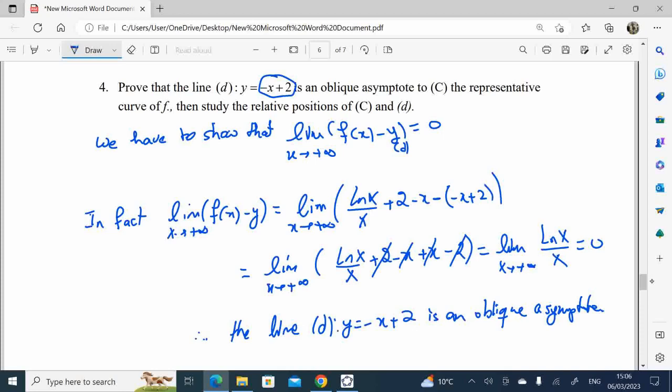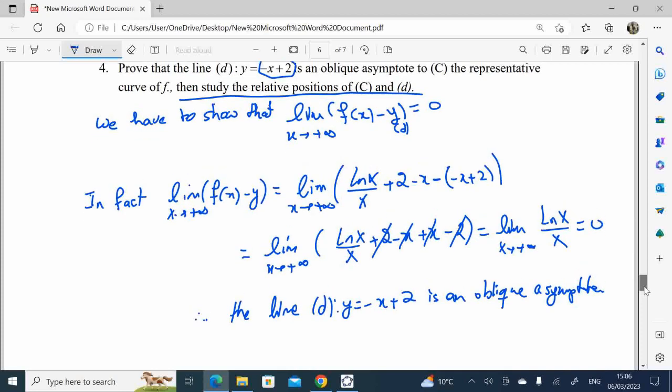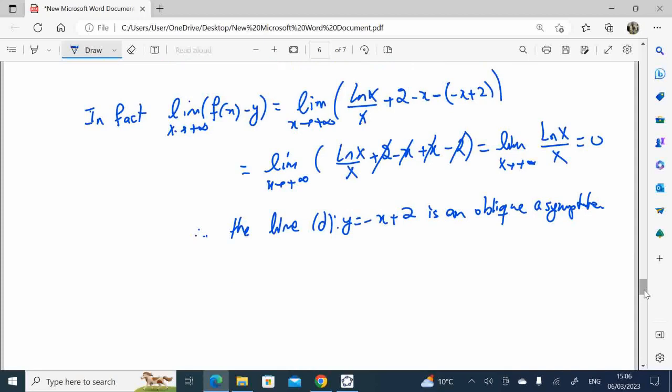Then they say study the relative position of C and D. Relative position, it means which curve is above the other. The curve C, which is for the function f, or the line D, which is for this equation y equal minus x plus 2. In order to determine which curve is above the other, we have to find f of x minus y without limit now. So we have to study the sign of f of x minus y of the oblique. So f of x minus y, we get the final answer is ln x over x.